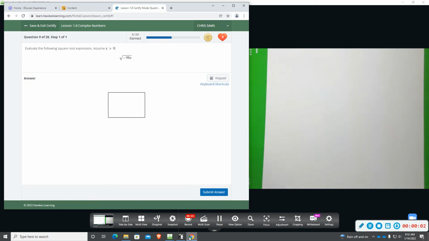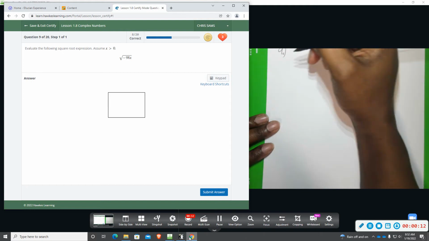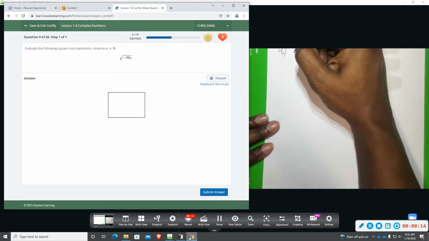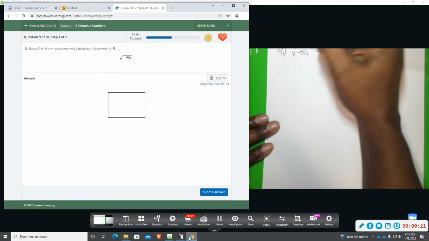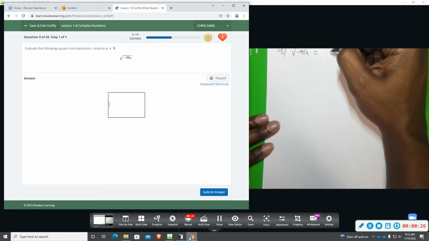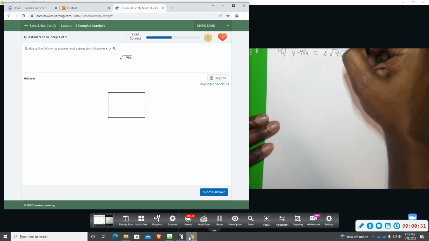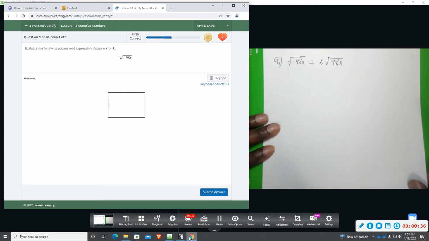Alright, number 9, we're going to evaluate the square root of negative 98x, and we want to assume that x is greater than 0. So we have square root negative 98x. Same process, it's just the x is a variable that we have there. Negative comes out as an i, square root of 98x. Bring it down a little bit.